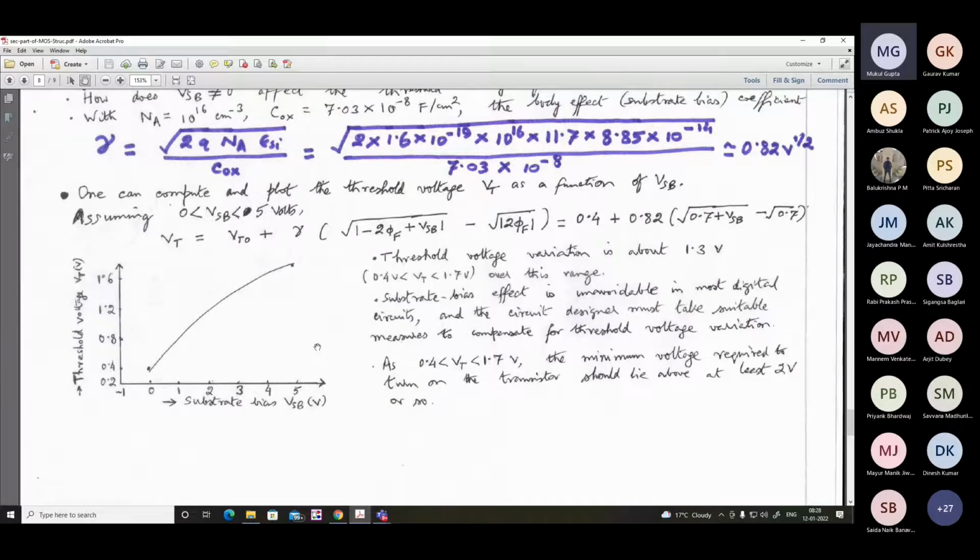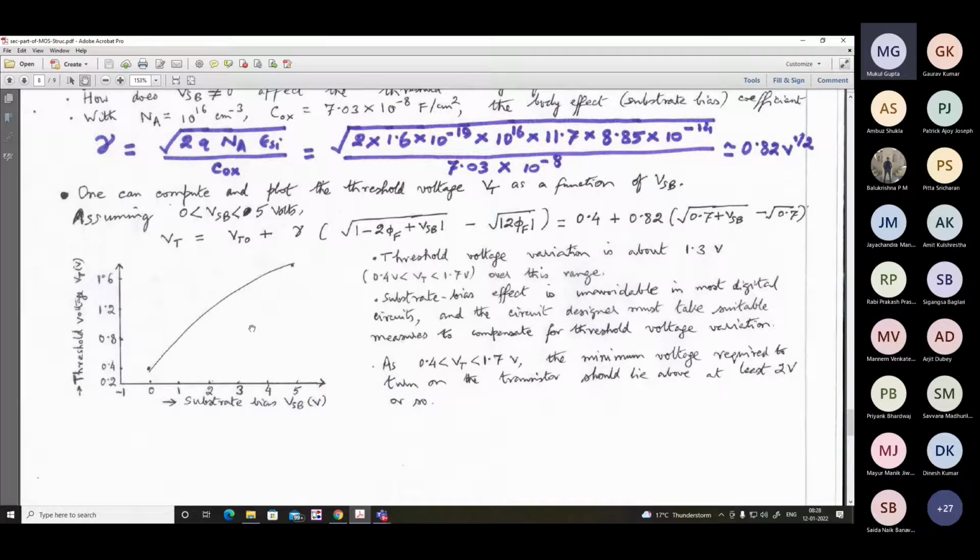For all NMOS transistors used in a particular circuit, please remember that the body or substrate is always connected to the most negative potential, that means the circuit ground. But the sources need not be connected to ground. Sources can be incrementally higher and higher as you have stacks of transistors, right? So that means you have several levels of transistors, starting from the bottommost transistor. For the bottommost transistor, its source and body are shorted.